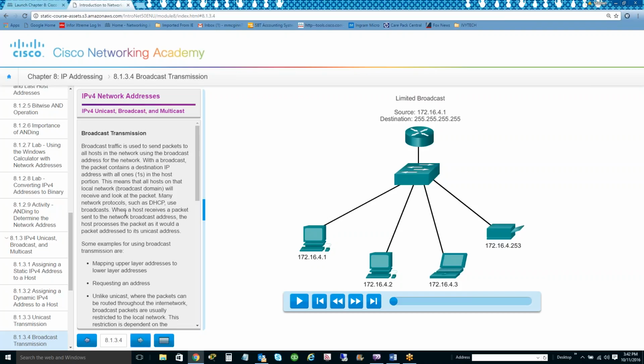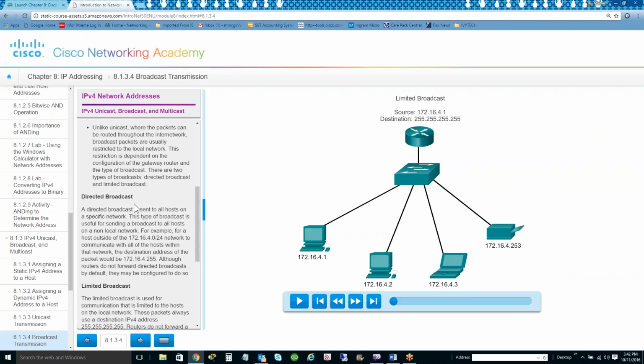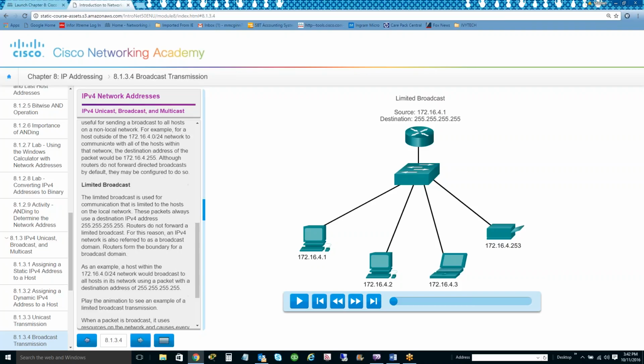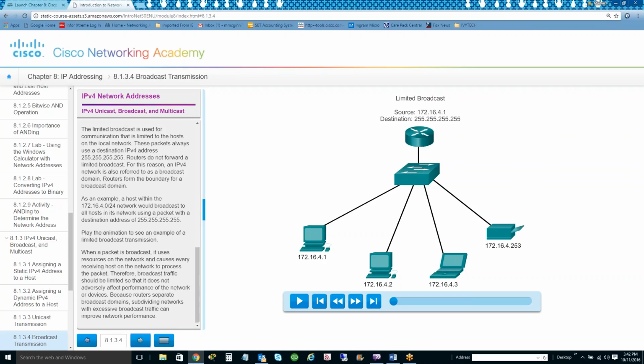DHCP is a protocol that uses broadcasts because when you fire up a computer that has DHCP configured, in other words, it's dynamically getting its IP address from the DHCP server, it has to find the DHCP server first, and it doesn't know where it is. So what it does is it sends out a broadcast to try to find its particular DHCP server. They talk about directed broadcast and limited broadcasts in here, depending on what you're trying to do.